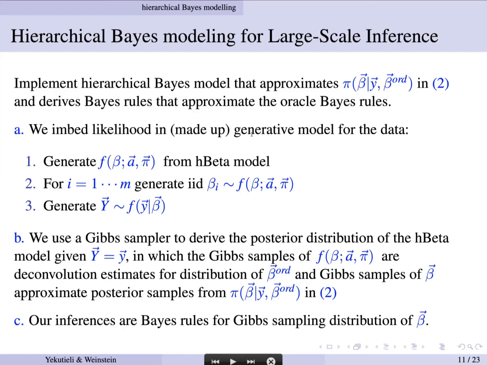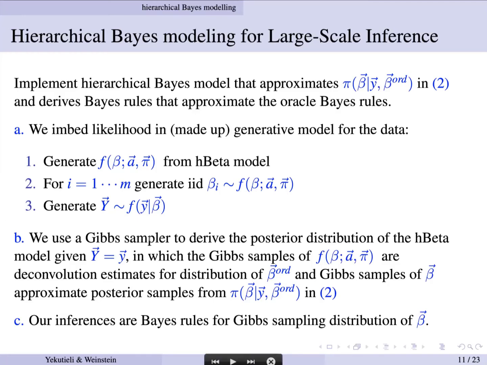So the idea is we think in our heads that the data was generated as follows. First, I make up this distribution. Second, I generate the betas IID from this distribution. Then I generate the data from the conditional distribution of the data given the beta vector. This is all made up; it's our imagination. It isn't literally true, but we think this is what's going on.